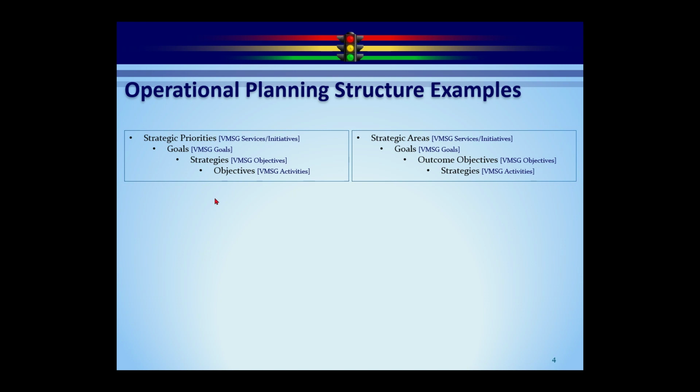Strategic areas is a really nice definition of the service or initiative. Goals, outcome objectives, I like that term. It's, what is the outcome we're trying to accomplish? And then strategies to get to the objectives is pretty good. So that's a nice one.